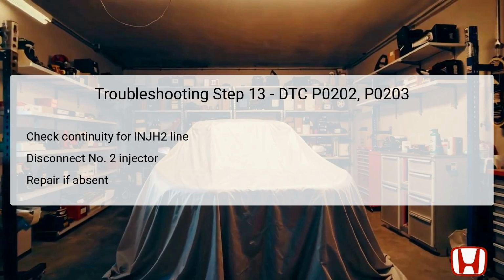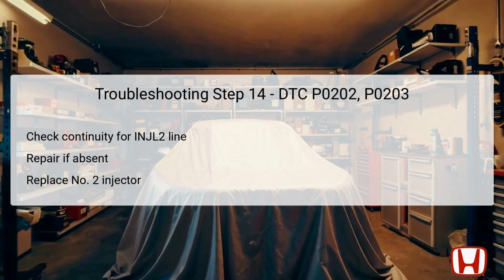If continuity exists, it indicates that the line to the injector is intact and is functioning correctly, allowing you to advance to step 14. If not, you need to repair the open circuit present in the INJH2 wire extending from the terminals of the PCM to the number 2 injector. Step 14 requires you to check the INJL2 line for continuity, following up on findings from the previous steps.